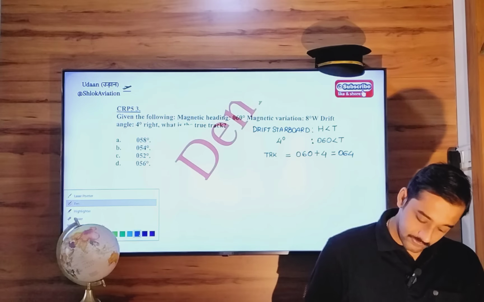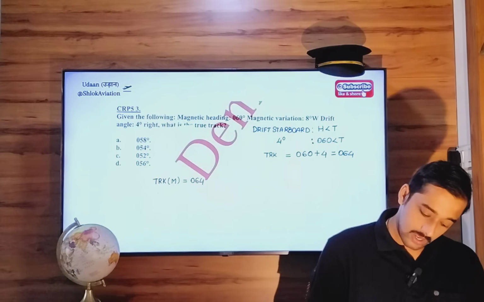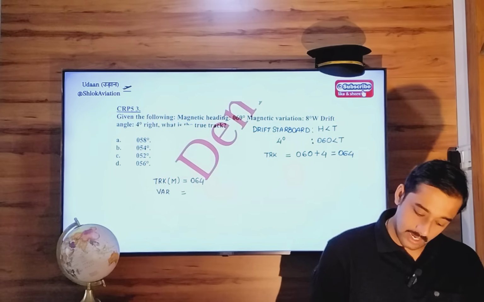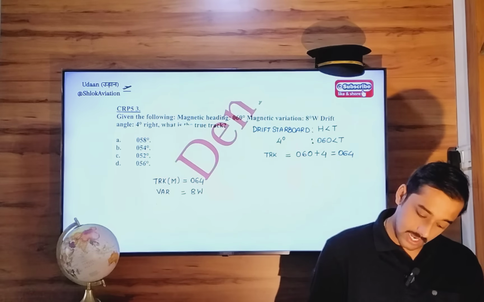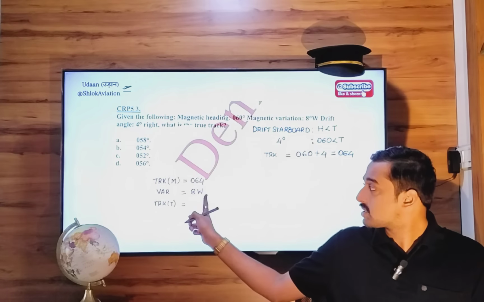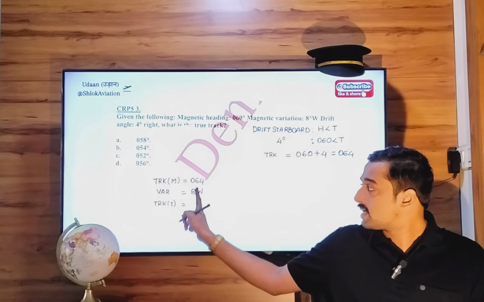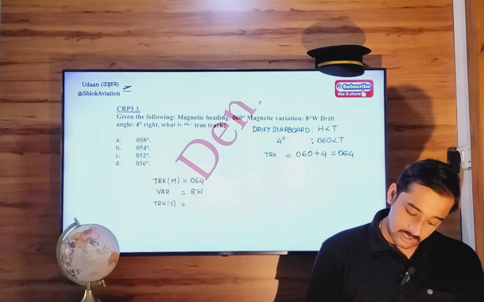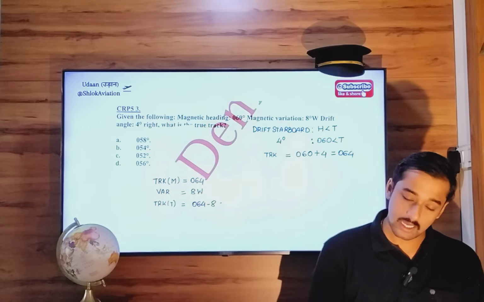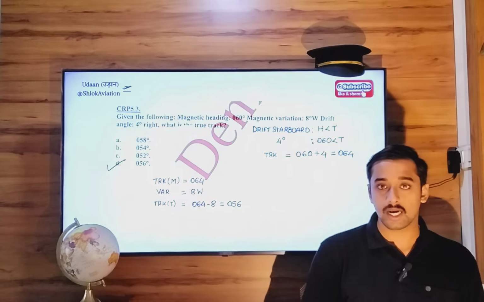So track magnetic is 064, variation is 8 west. So true track will be, now variation west, magnetic will be best. Magnetic will be more than true. So true will be less than magnetic by 8 degree. So 064 minus 8, 056. Delta is the correct answer.